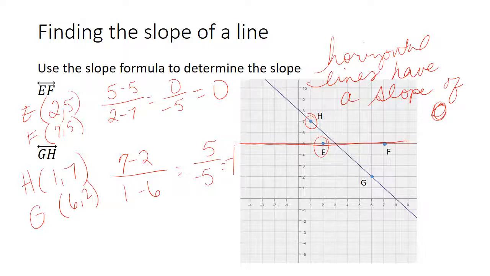Something I want you to notice from the previous slide, remember, a line that looks like this is going to have a positive slope, and a line that looks like this is going to have a negative slope. So your horizontal line has a 0 slope, and a vertical line has an undefined slope.